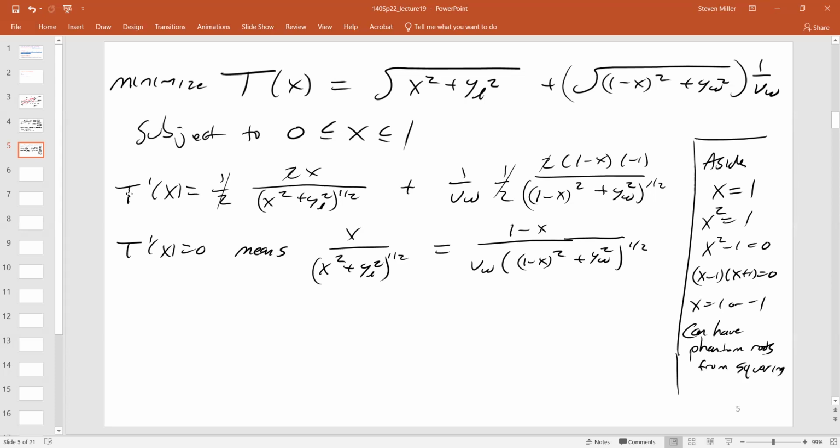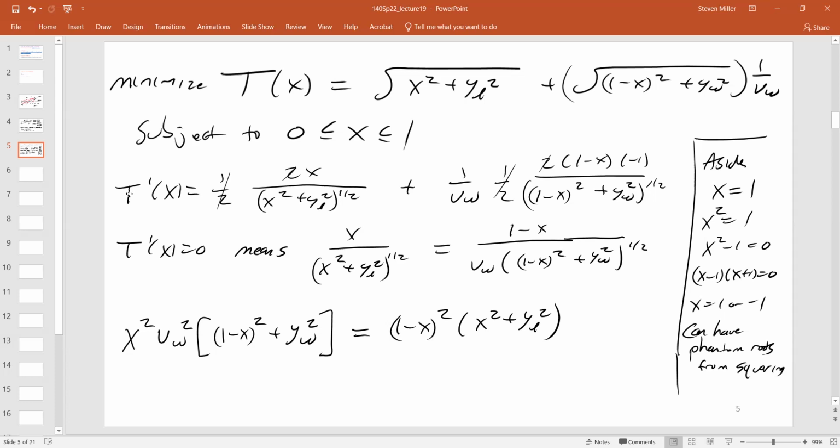So we have to be careful, but let's square. And let's also cross multiply. And then we'll clear the denominators. So we would then get x squared times VW squared times 1 minus x squared plus YW squared equals 1 minus x squared times x squared plus YL squared. So this is what we get if we square and cross multiply. Okay.